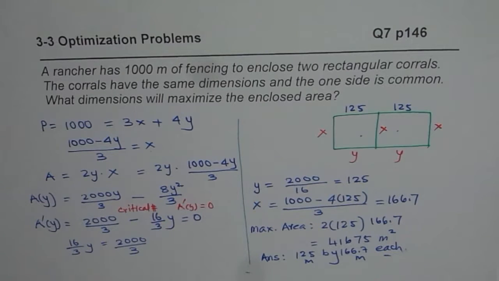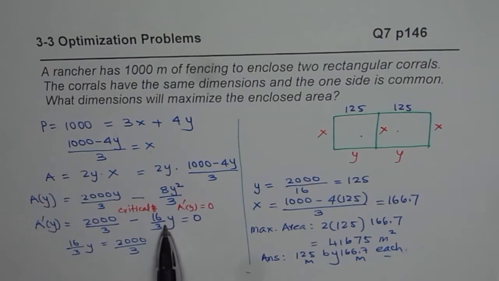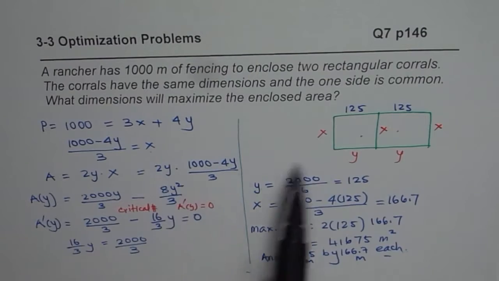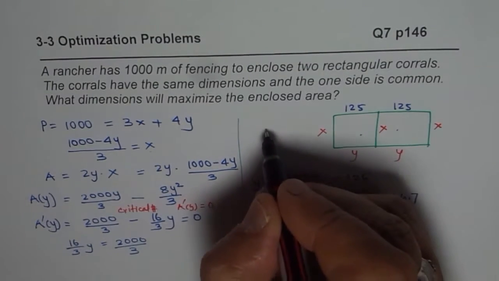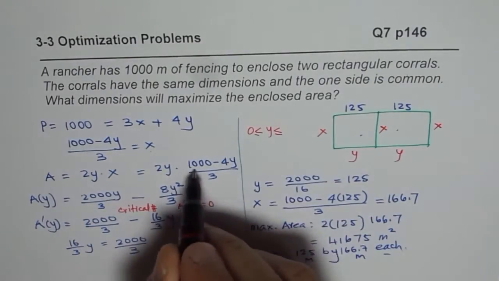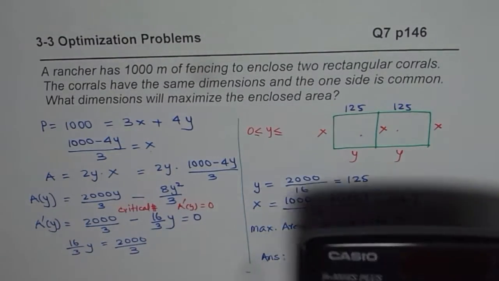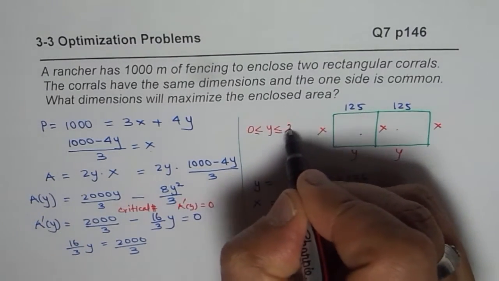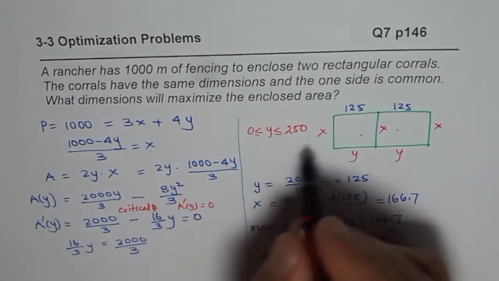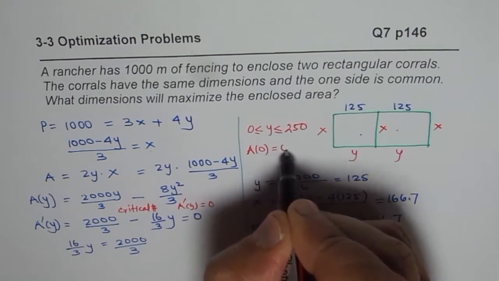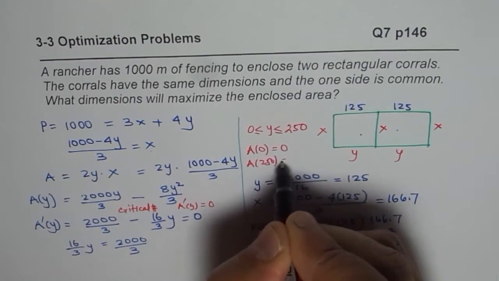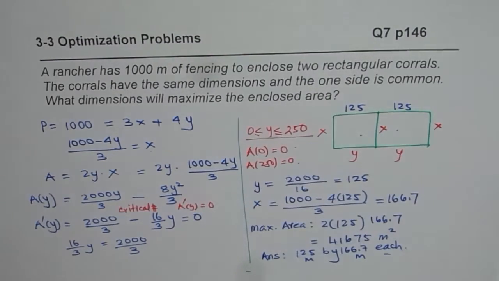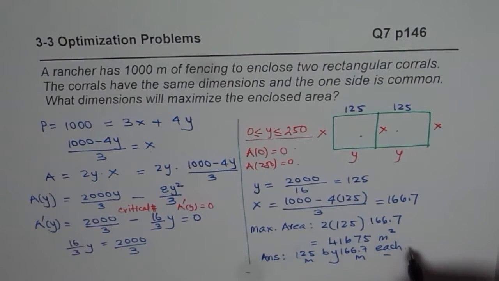As far as the boundary conditions are concerned, you can actually use this relation to find the boundary conditions, correct? So y value could be 0. The boundary conditions also you can test. So y for you is greater than or equal to 0, and x cannot be negative, right? So 1000 divided by 4, half of 1000 is 500, 250 is your answer. So y value is between 0 and 250, but A of 0 will be 0 and A of 250 will also be 0. So these boundary conditions will always give you that result. Therefore, the answer gives you the maximum area.